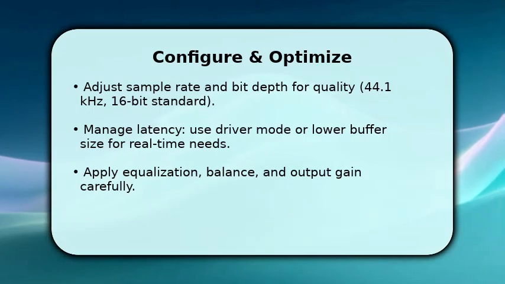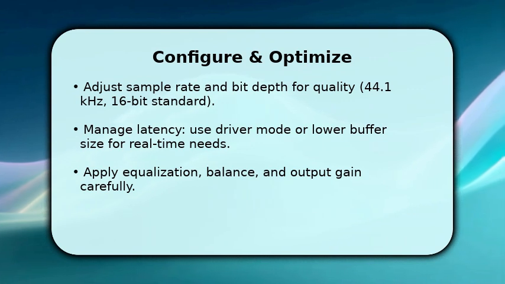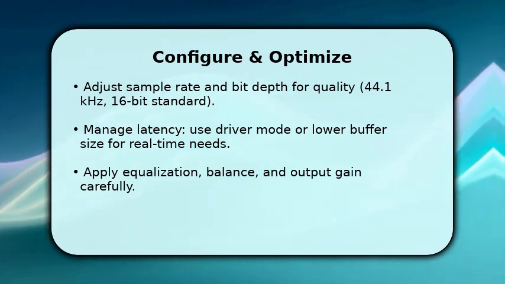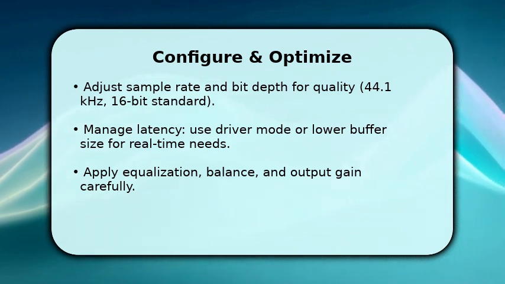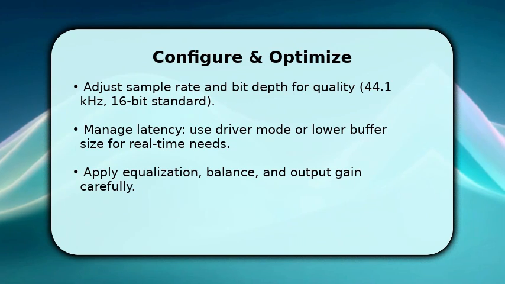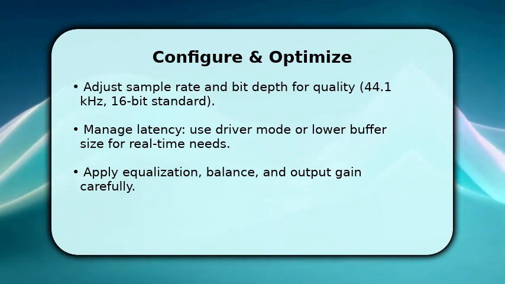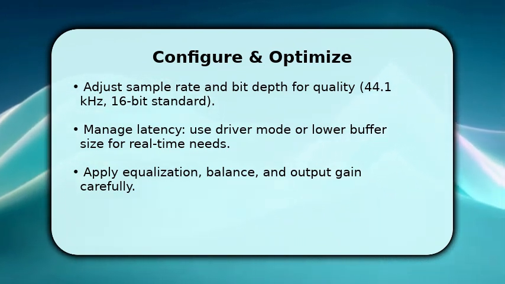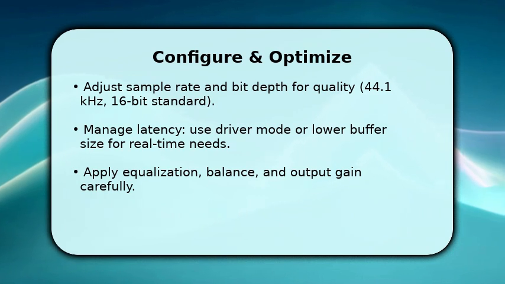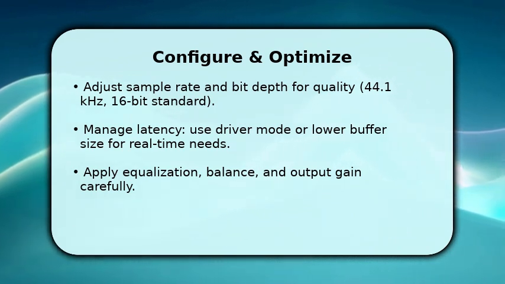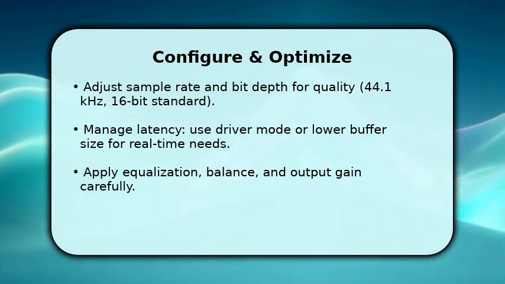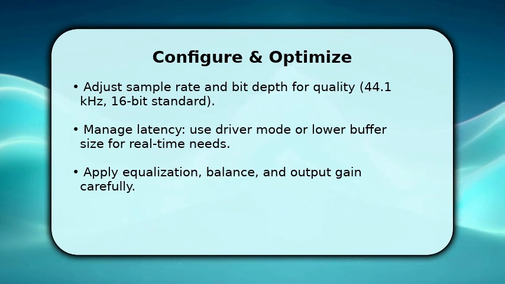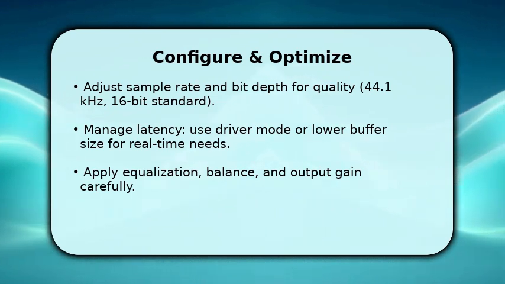Now you refine configuration and optimize performance. Open the audio device settings and choose appropriate sample rate and bit depth, 44.1K Hz, 16-bit is standard for most playback. Once set, manage latency by selecting the correct driver mode or reducing buffer size when you need real-time monitoring. Make gradual EQ and balance changes to avoid clipping. If using multiple outputs, route channels explicitly. These adjustments improve clarity and responsiveness while preventing distortion and sync issues.